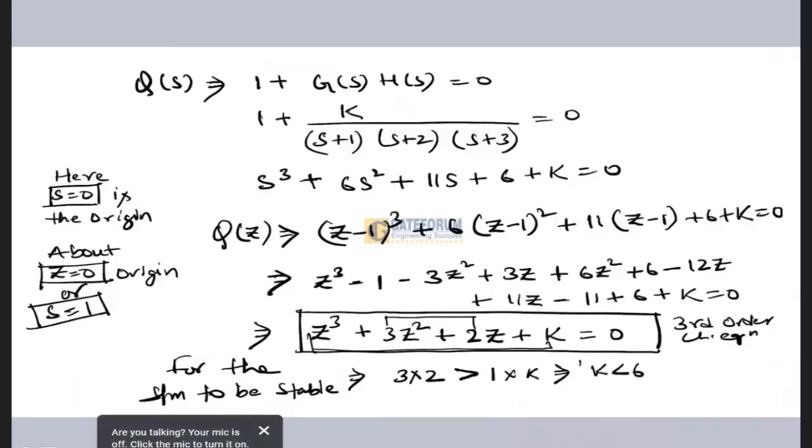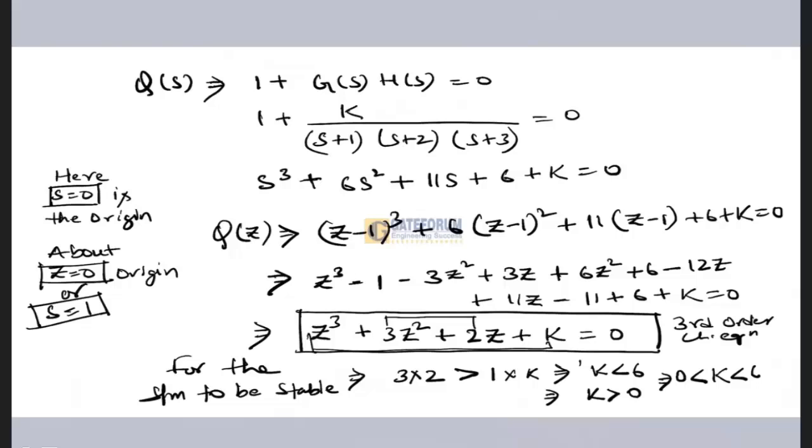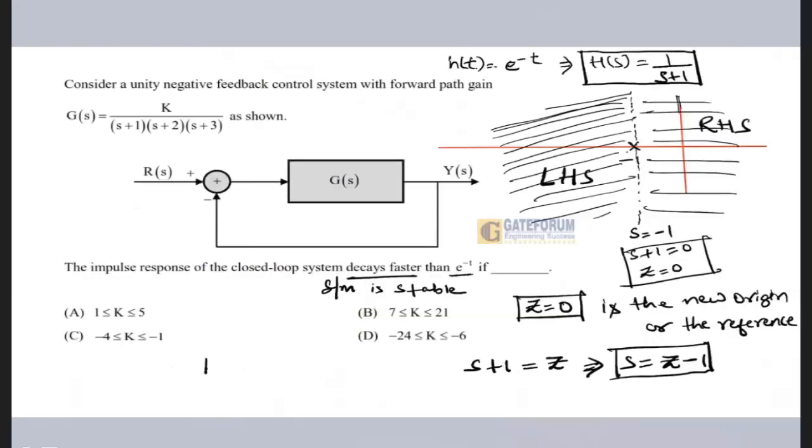Also, k should be greater than 0, because from the necessary condition of stability, all the coefficients should be positive. 1, 3, 2 are already positive, so k should be positive. Then only all the coefficients would be of the same sign, and that is the necessary condition of stability. So k should be greater than 0. If you combine these, k should be greater than 0 but less than 6. So this is the range I am getting.